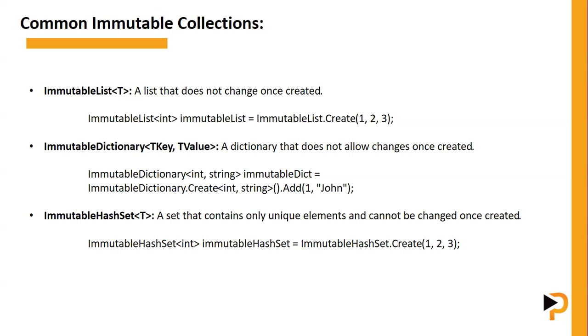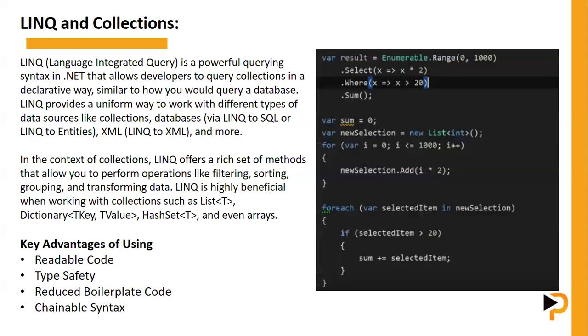Here we created one immutable dictionary of key type integer and value type string. We are creating it, and at the same time we are adding the values to it. Now the immutable set is a kind of unique list. No duplicates are allowed, and it's of type integer in this example. Once you create this type of set, you can't edit it. So these are some immutable collections.